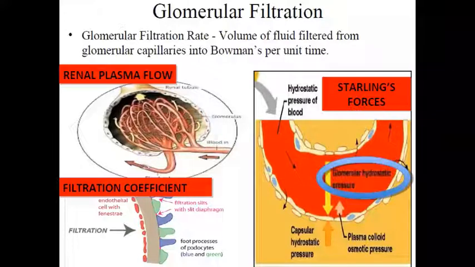So anything that is negatively charged, it's very difficult for it to be filtered by the kidneys because the membrane itself is also negatively charged. So there will be that force of repulsion. You know, negative, negative, there is repulsion. Negative, positive, there is attraction. So it means that anything that is positively charged can easily be filtered here.